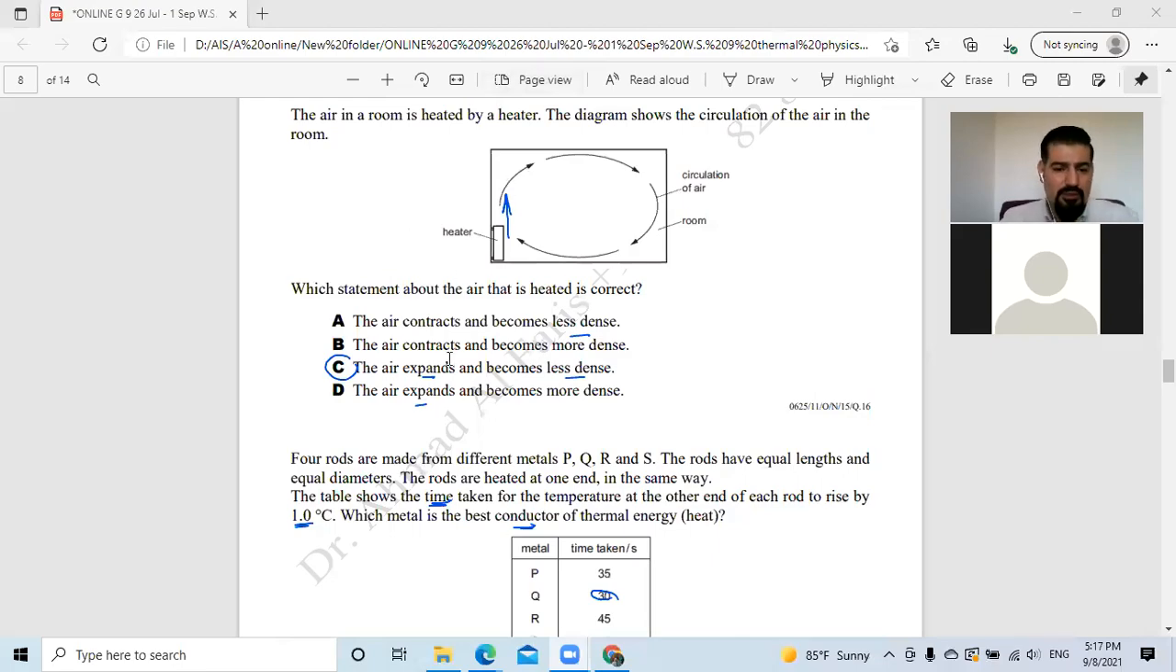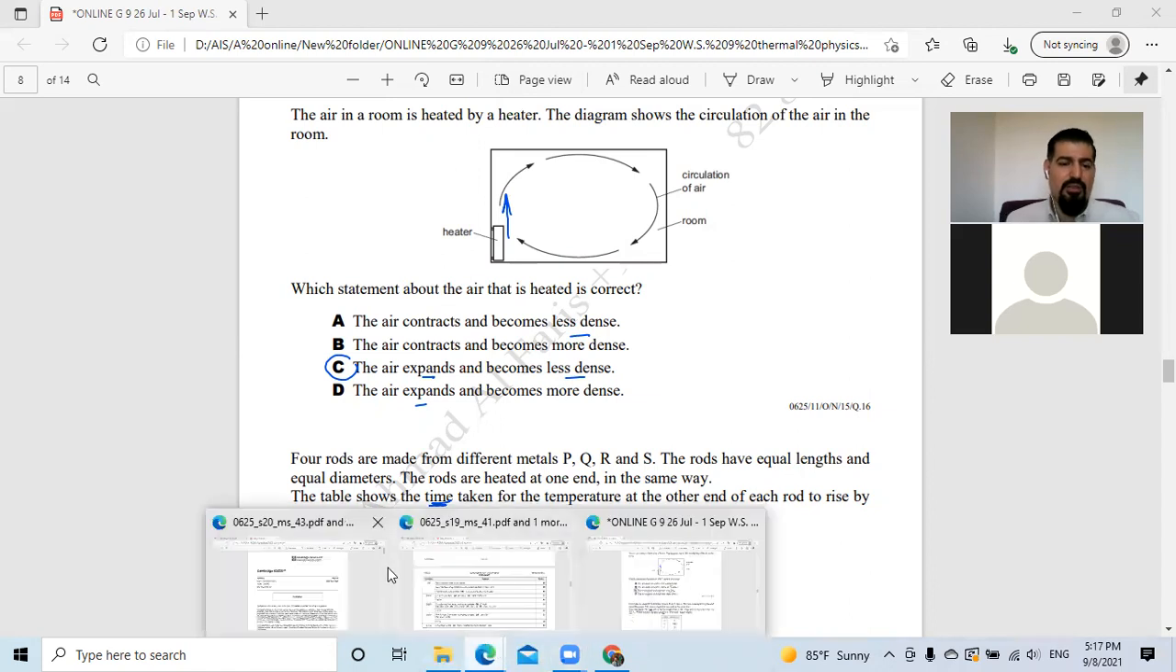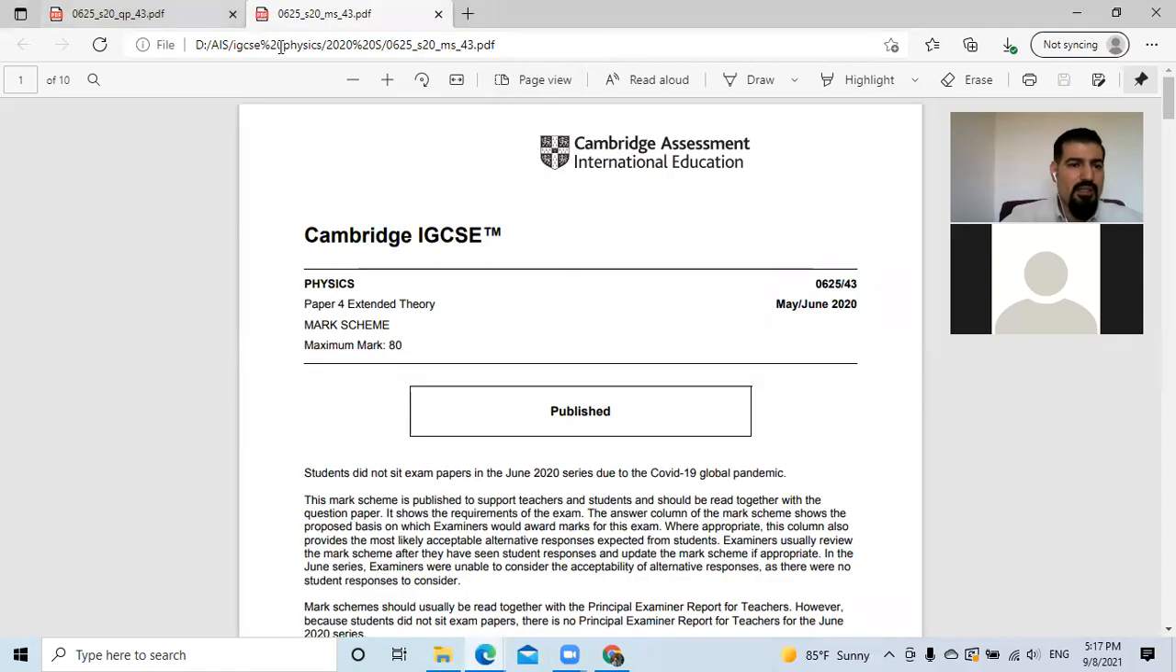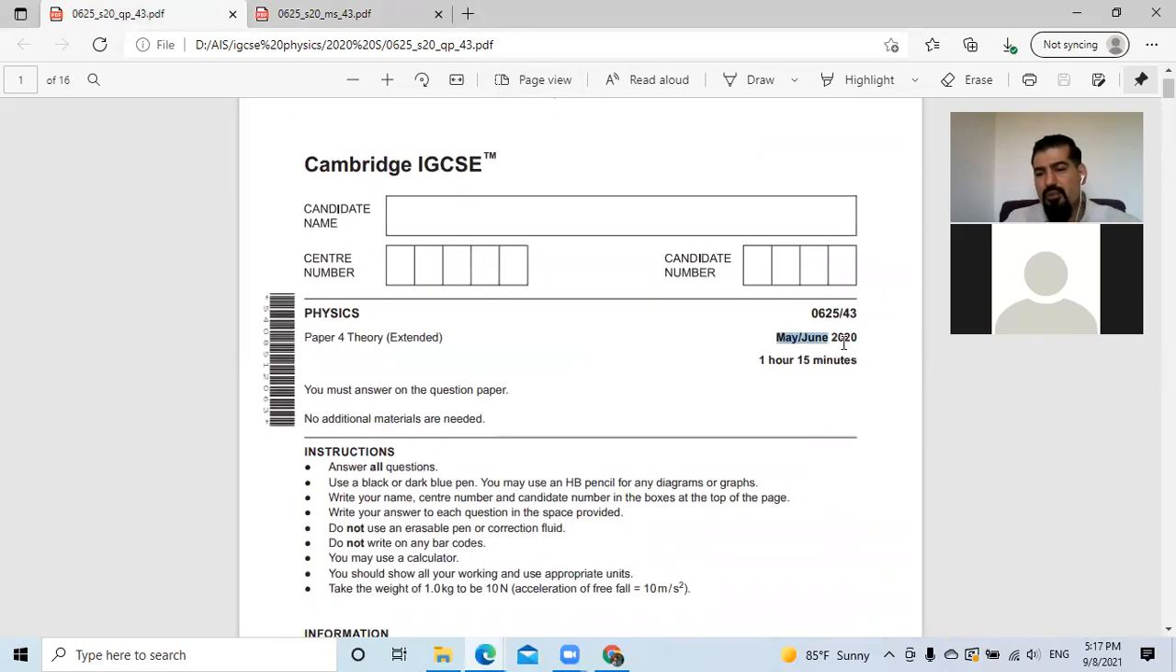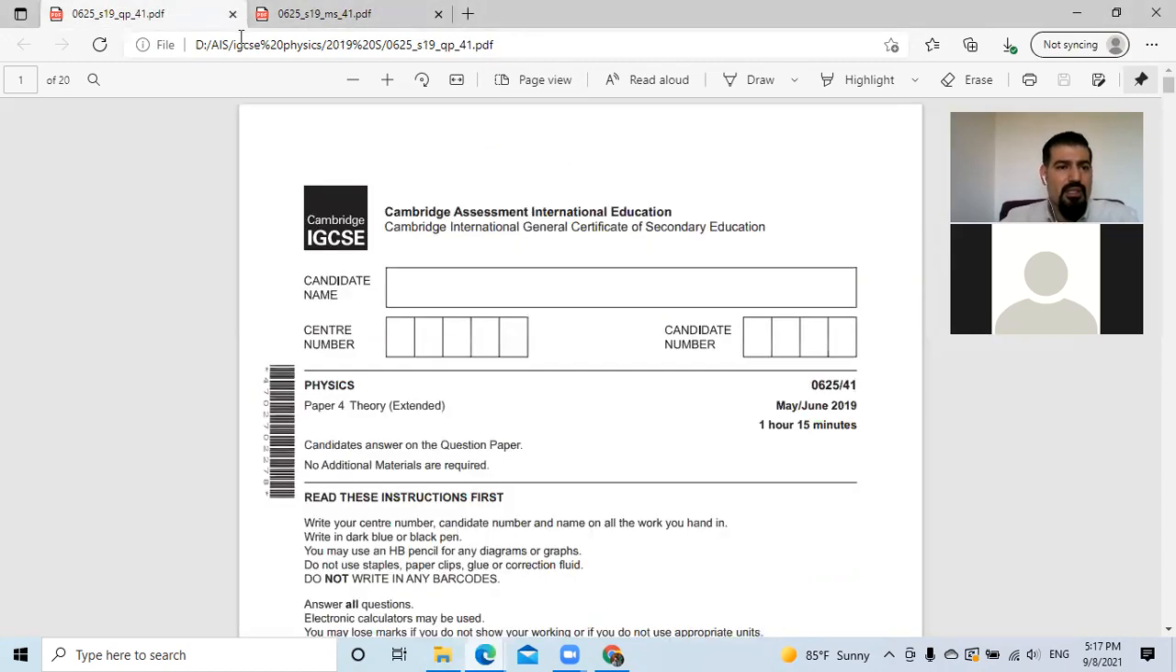Now I'm going to start answering some past papers. Okay, I will show you. You are going to see that we can do the first 3, 4, 5 questions from each year approximately. I choose these two random years: May/June 2020, paper 4, variant 3, and also May/June 2019, paper 4, time zone 1.